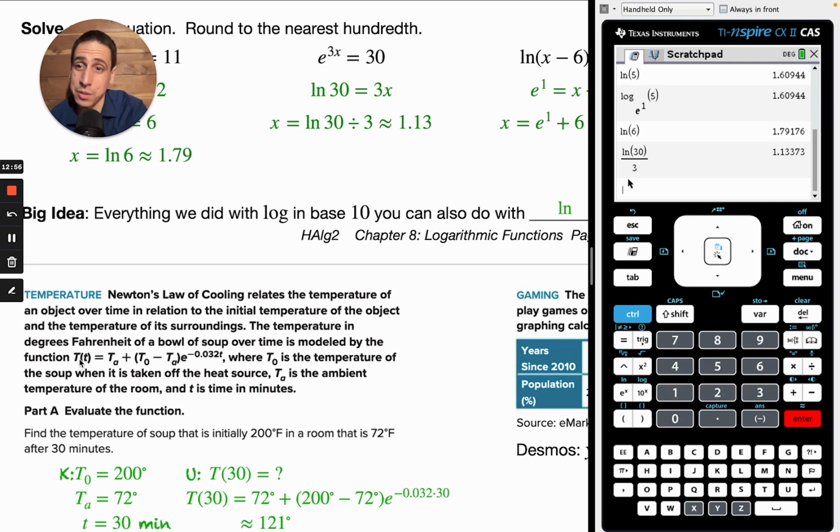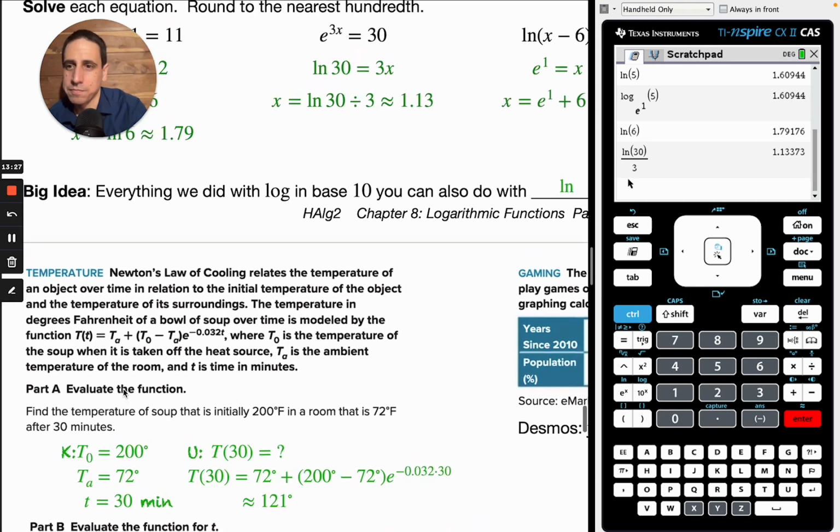So big T is temperature, little t is time. And T_A is the ambient temperature, where T_0 is the temperature of the soup when it's taken off, like at time 0. T_A is the ambient temperature of the room. So, like, if you've got a 200 degree bowl of soup and it's only 70 degrees here, 200 minus 70, and it's 70 over here.